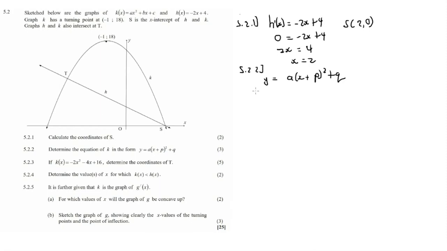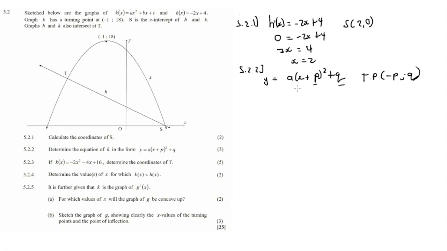Right, if the parabola is given in this form, we know that our turning point is given by the coordinates negative p and q. In this case, they have asked us to find the equation, and I'm trying to say that the values of p and q we already have, I just need the value for a.